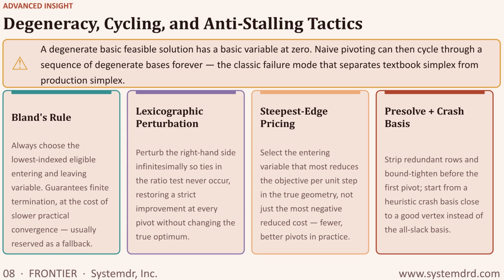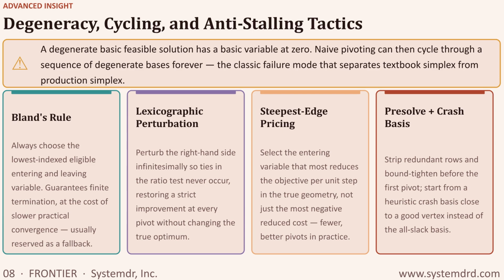4 tactics guard against that. Bland's rule, always choose the lowest indexed eligible variable, guarantees finite termination, usually kept as a fallback rather than the default, since it trades away some speed. Lexicographic perturbation avoids ties in the ratio test altogether by infinitesimally perturbing the right-hand side. Steepest edge pricing picks the entering variable by true geometric improvement per step, not just the most negative reduced cost, which tends to converge in fewer, better pivots.